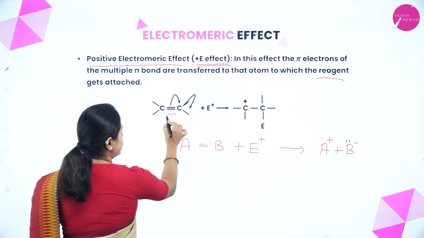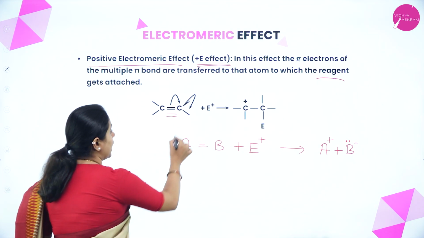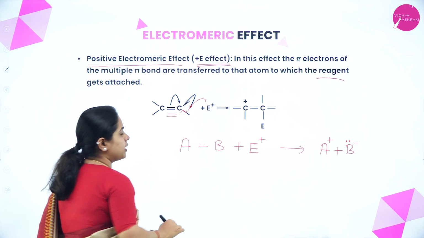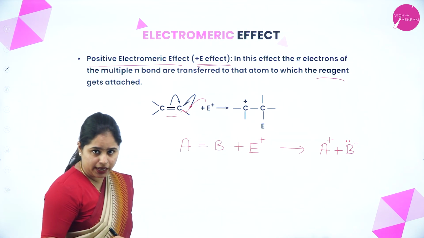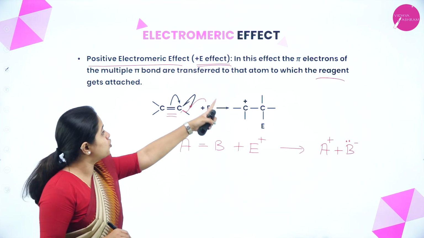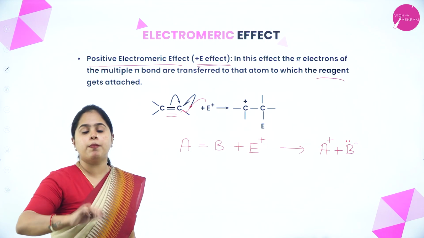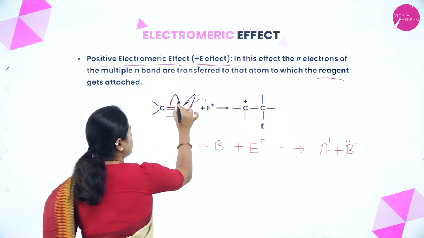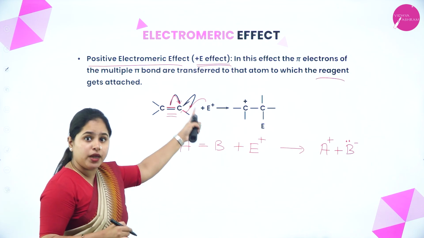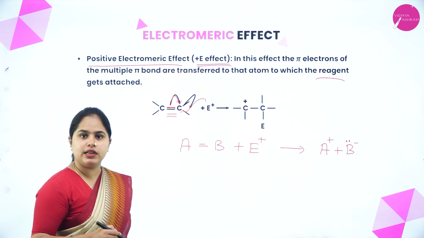As you can see, there is a double bond here, and the electrophile is coming and attacking this particular carbon atom. If the electrophile is coming and attacking this carbon atom, that means to which the reagent gets attached, to that carbon atom, the pi electrons will be shifted. So what happens is this pi electron will be shifted to this carbon atom because the electrophile is getting attached to this particular carbon atom.